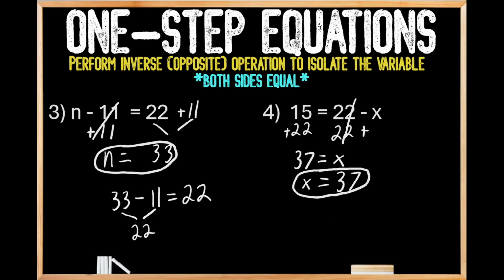And if we want to double check this just to make sure that we have the right answer, well, we can just plug in our value for x. So we have 15 equals 22 minus 37. And when we take away 22 from 37, we're left with 15. And since both sides of this equation are equal, it means that we do in fact have the right answer. X is equal to 37.